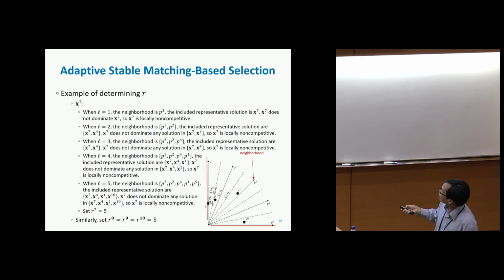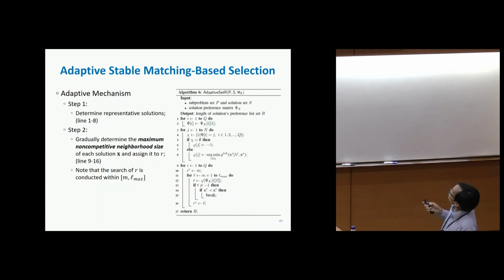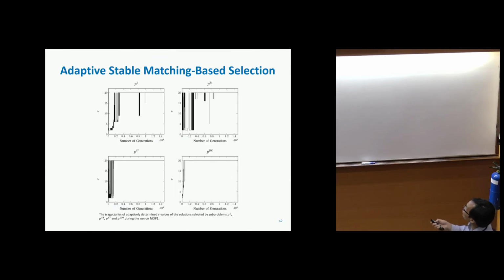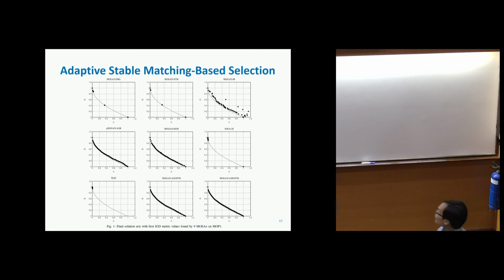So similarly, we come up with a list like this. So this is the algorithm. The first one is to determine the representative solution. The second one is to gradually increase the non-competitive label size in order to make it adaptive. Okay, so this is the algorithm. So this is a tuning of the setting of R in different subproblems.